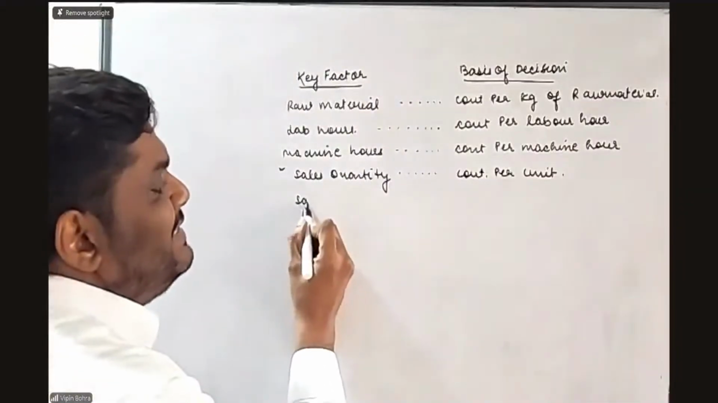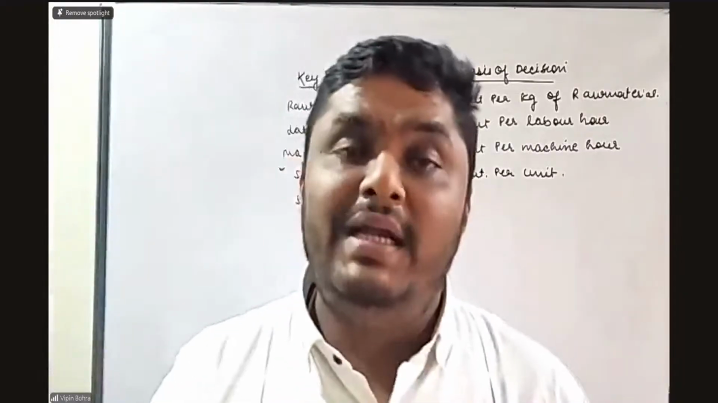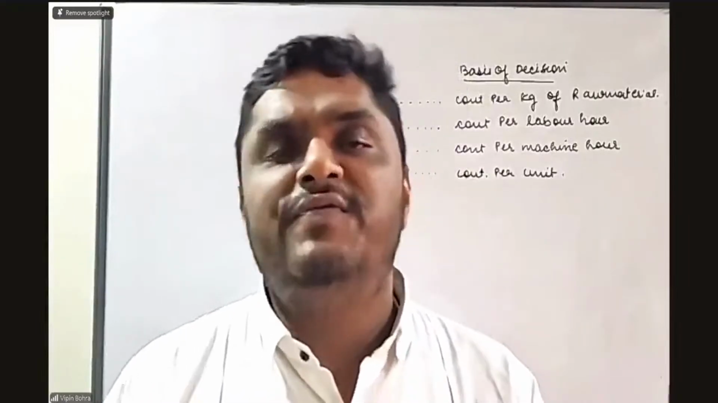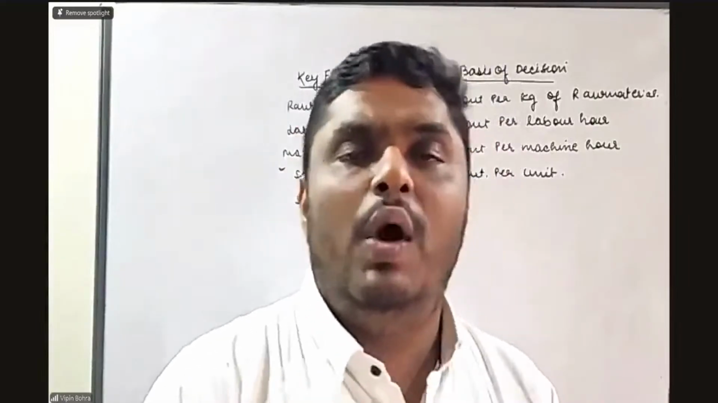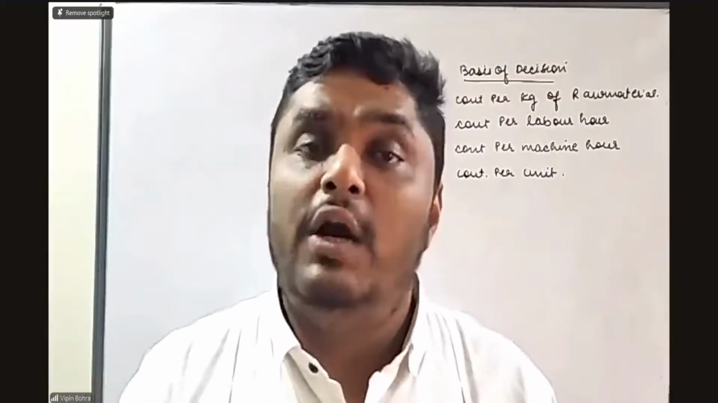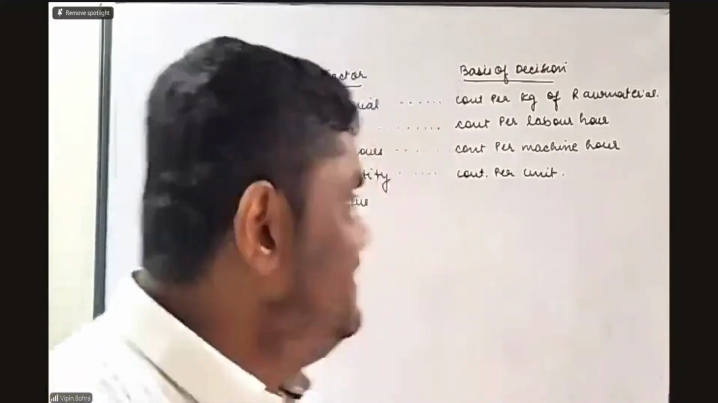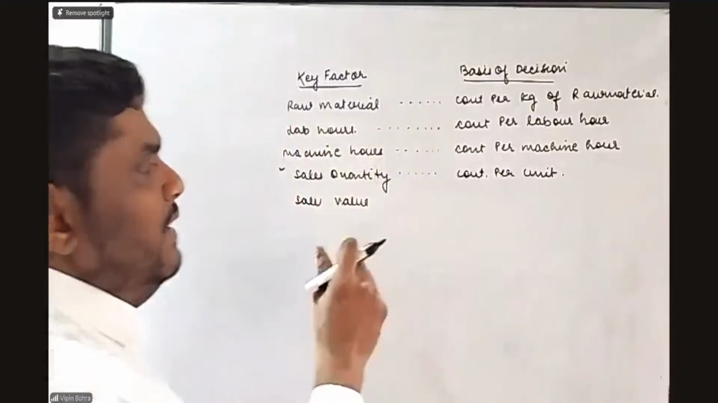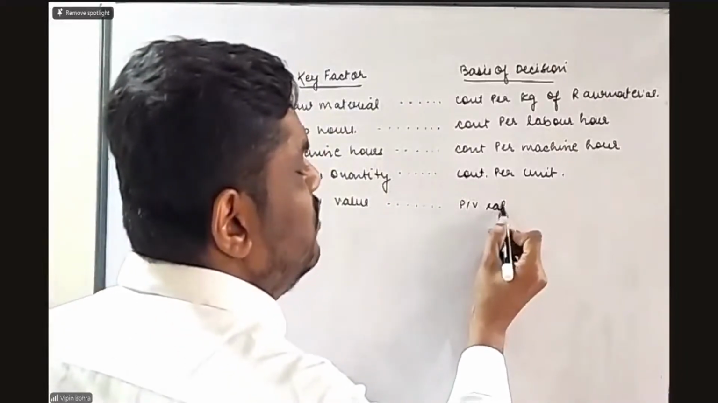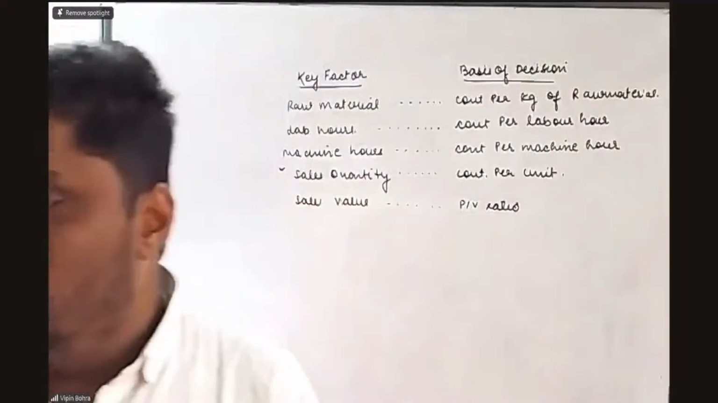Next case, let's say sales value is the limiting factor. That is, my turnover should not cross 2 crores or 3 crores or 4 crores because of some reasons, to qualify under small enterprises or for some tax benefit. My turnover should not cross a certain amount. So sales value is my limiting factor. Then in this case, the product with the highest PV ratio is to be manufactured. So these are the various situations.